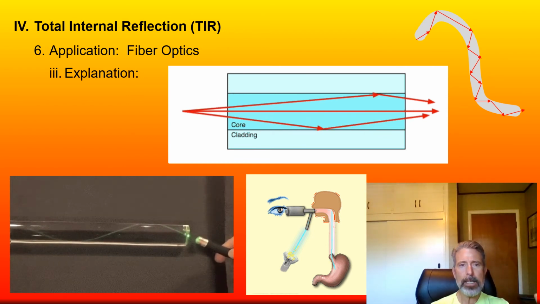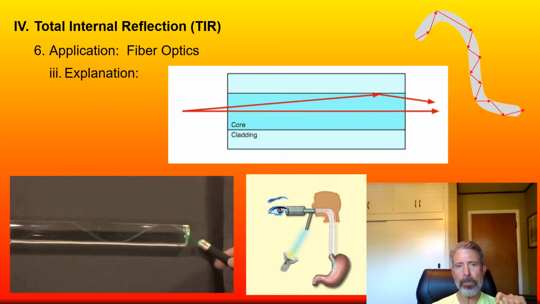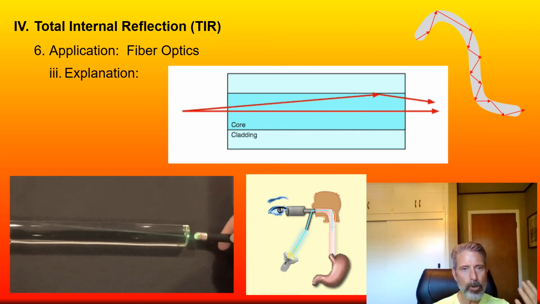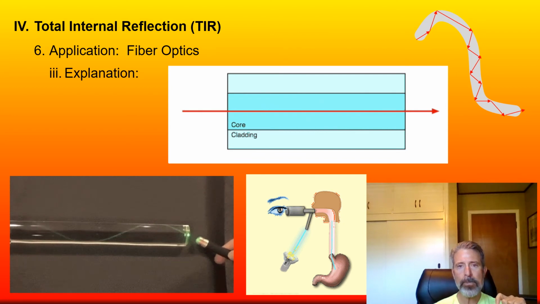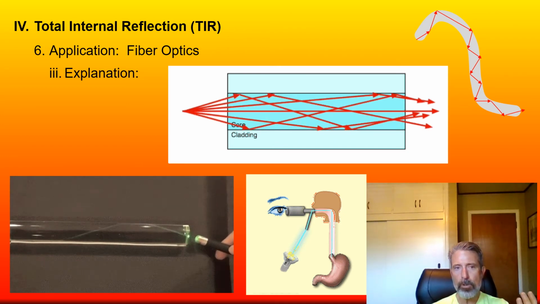So for total internal reflection, the criterion must be met that the light travels from a medium with a larger refractive index to one with a smaller refractive index. And the greater the difference between these indices of refraction, the smaller the critical angle will be, which ensures that more total internal reflection will take place in the fiber optic. In the next slide, we'll see what happens when this criterion fails to be met.